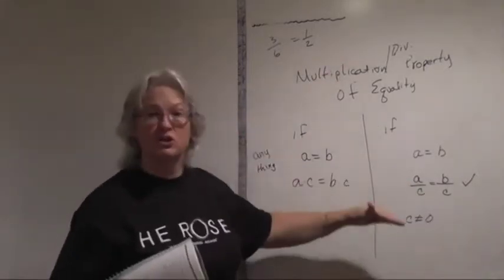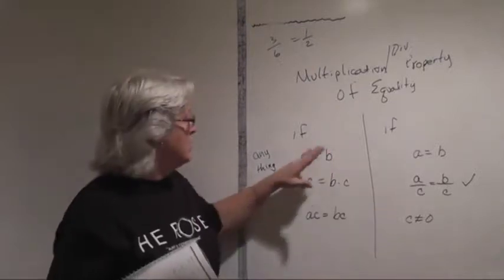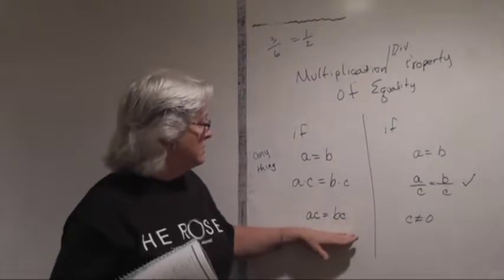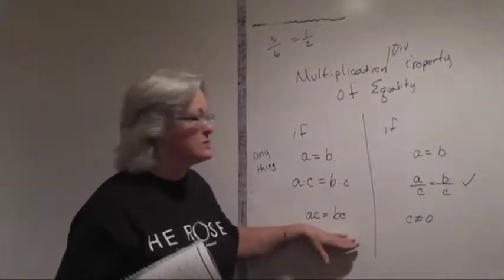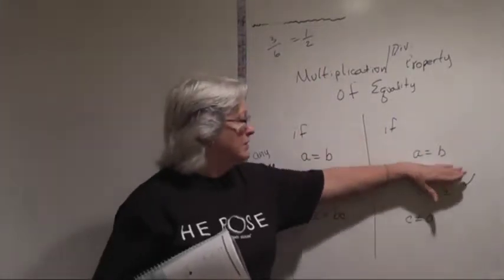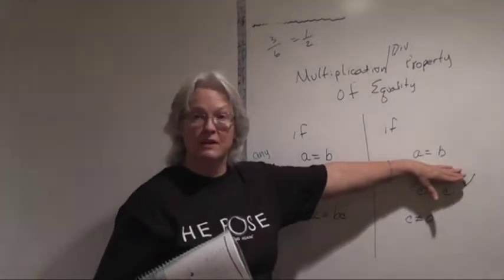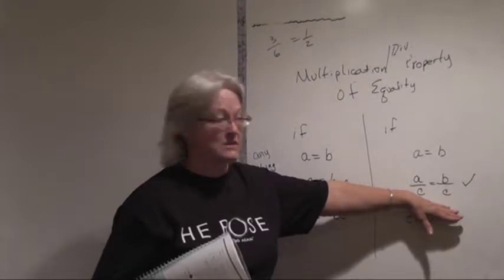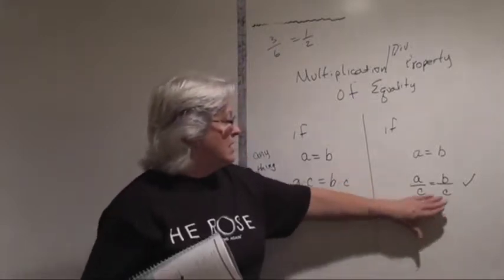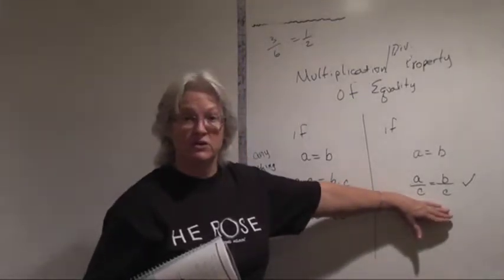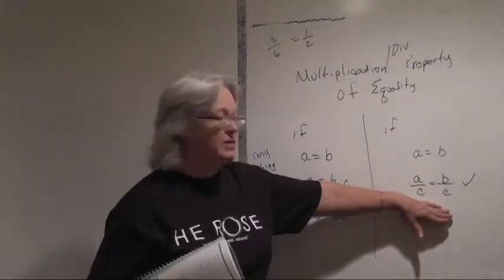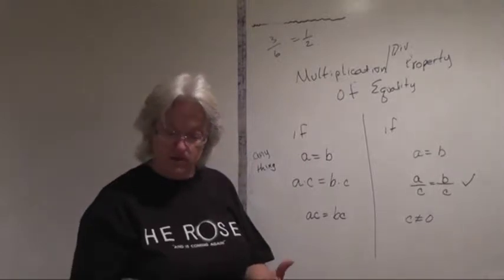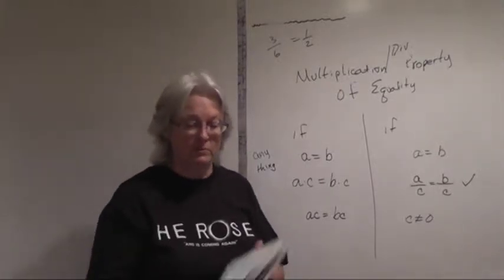This is the multiplication and division property of equality. Multiply both sides of the equation by the same value. The equation is still in balance. Division property of equality, start with something that's equal to one another. Divide both sides of the equation by the same expression. As long as you're not dividing by 0, by something equal to 0, then your equation is still in balance. And that's something that is just so very, very valuable.